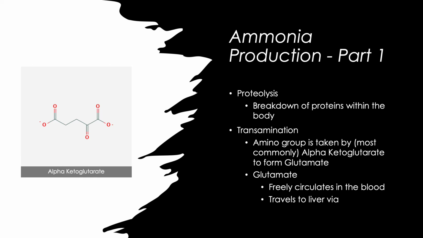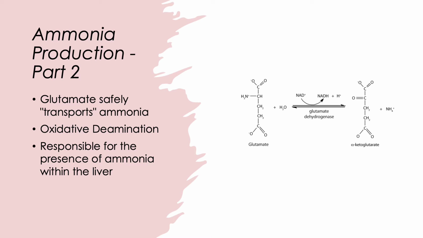This is where transamination comes into play. Transamination is the transfer of an amine group to another molecule. In the human body, the most common molecule responsible for this is alpha-ketoglutarate, which bonds with the liberated nitrogenous waste to form glutamate. Glutamate is able to flow freely within the circulatory system, which makes its way to the liver to be further processed. Continuing on, glutamate is responsible for safely transporting the bound ammonia to the liver without allowing ammonia to freely flow in the bloodstream, which would lead to issues regarding toxicity.